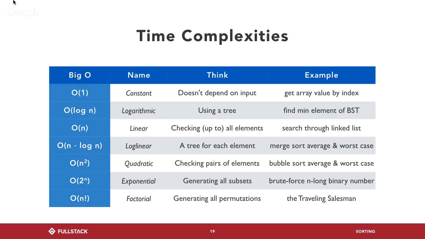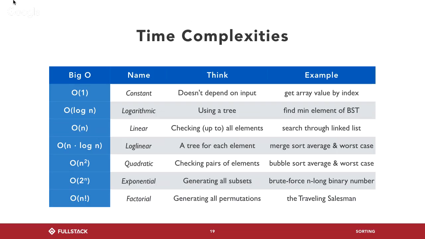So just to get a little bit of an idea of constant: the size of the input doesn't really matter. If we have an array of values and we want to get a value, and we know what the index of the array is, it doesn't matter how big the array is. If we have the index, we can get it in constant time. It's not going to make a difference.